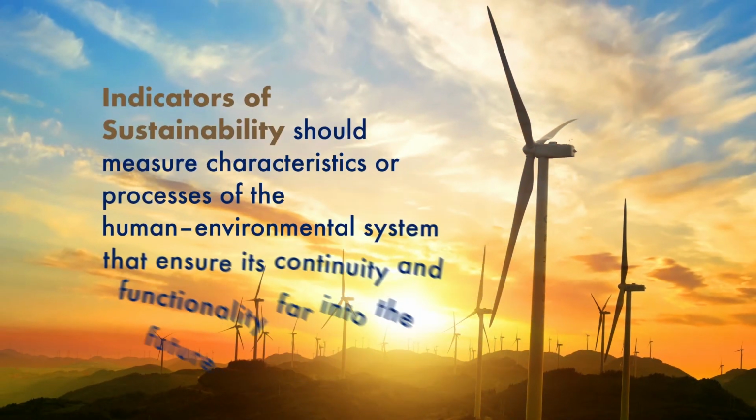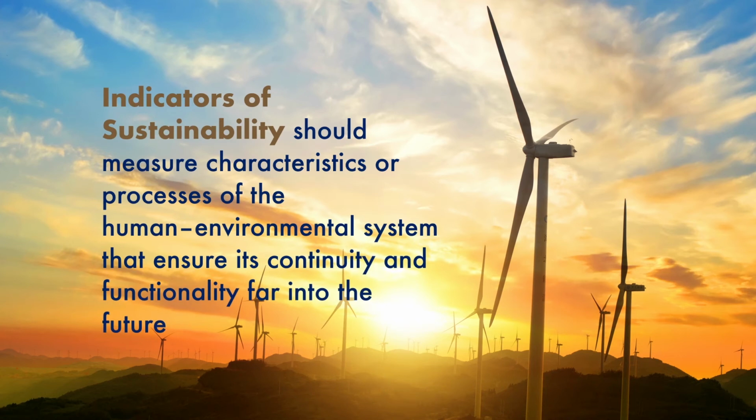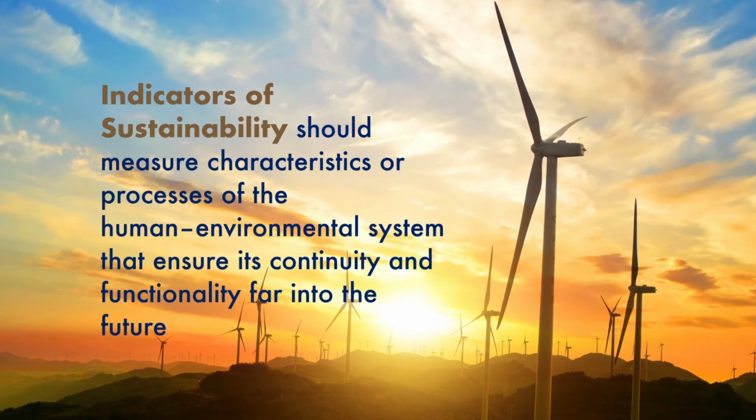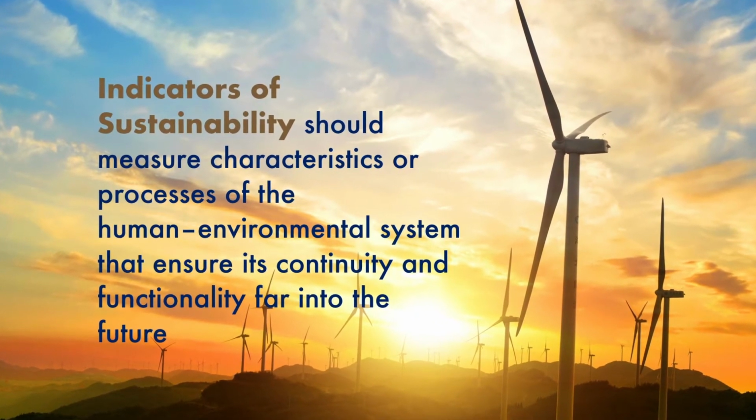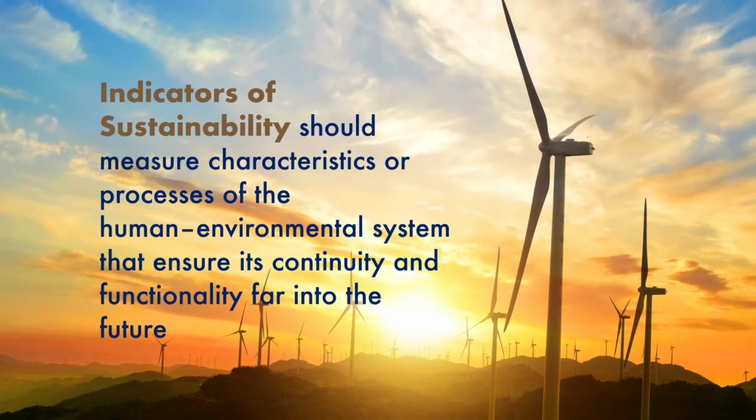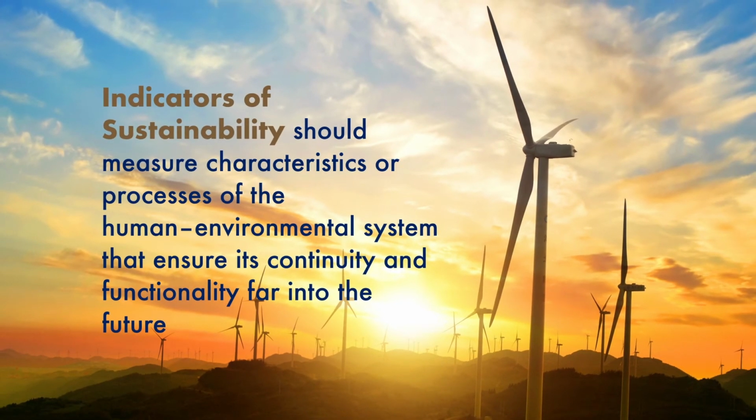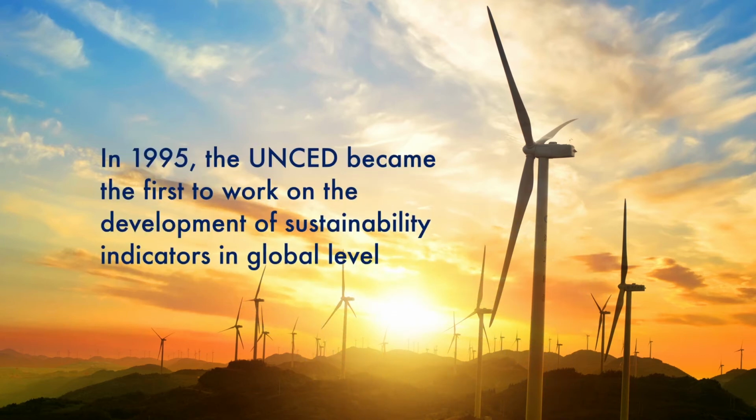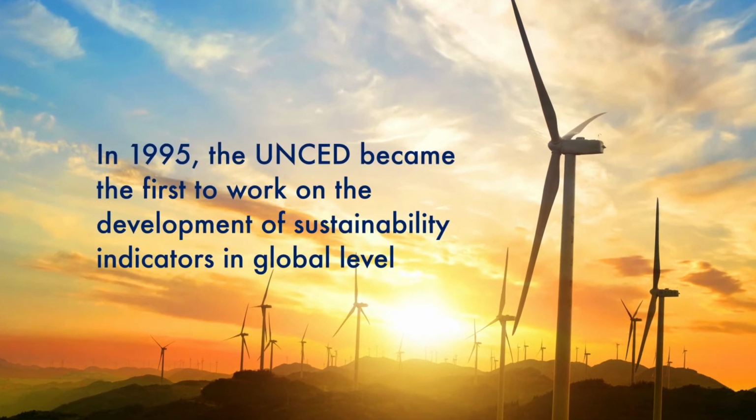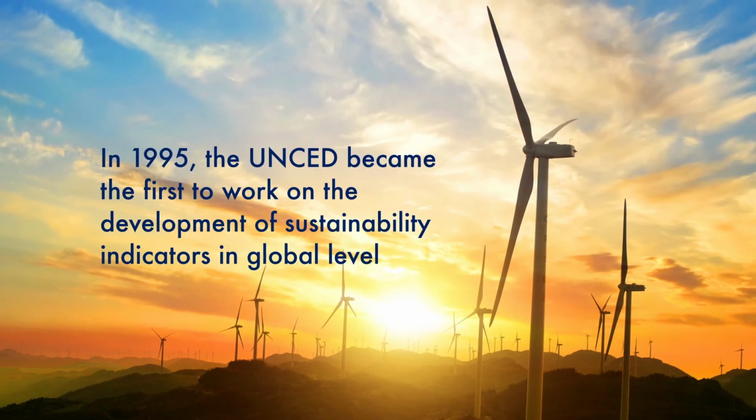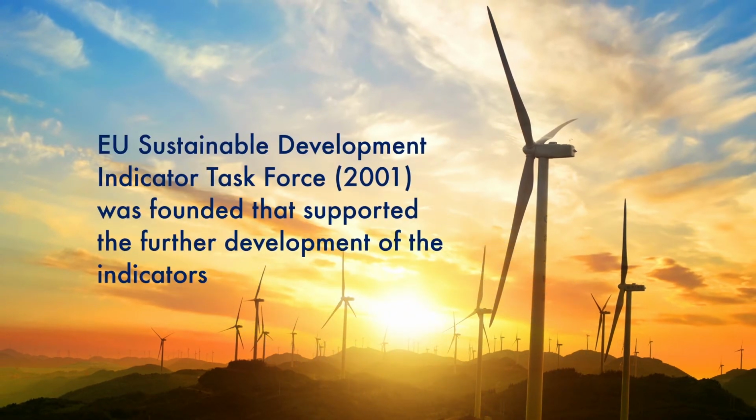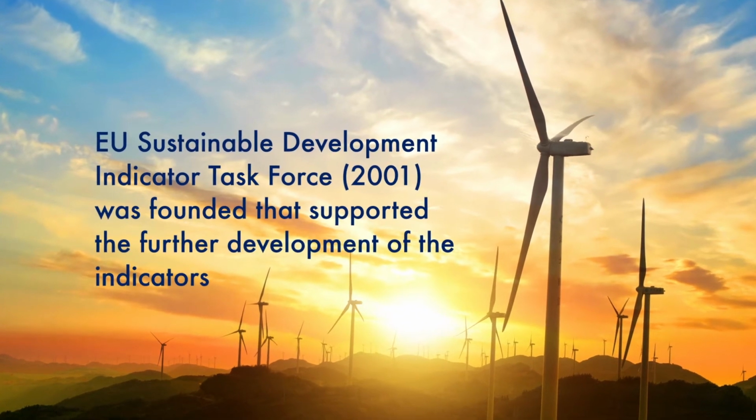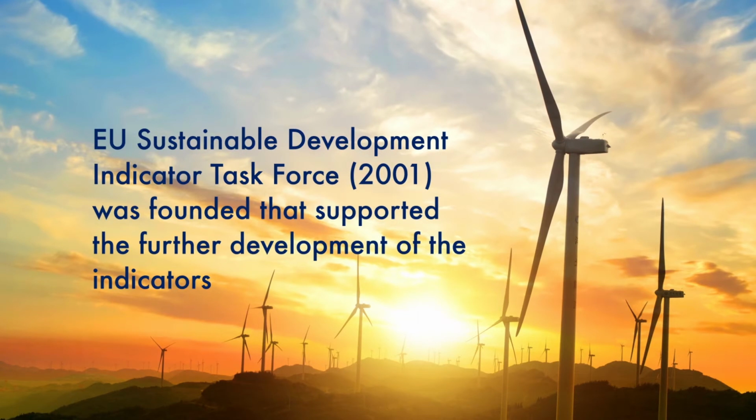Then what are sustainability indicators, or indicators of sustainability? The indicators of sustainability should measure characteristics or processes of the human environmental system that ensure its continuity and functionality far into the future. In 1995, the United Nations Commission on Environment and Development became the first to work on development of sustainability indicators at the global level. Then the European Union Sustainable Development Indicator Task Force 2020-01 was founded, which supported the further development of the indicators.